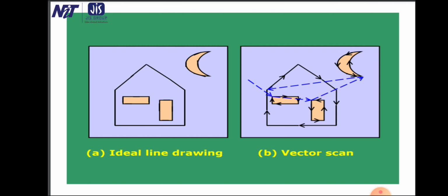I am trying to keep an arbitrary order. You can start with the house, draw the moon, come back with the triangle and so on. I have drawn the reverse way. So the order is not fixed. It can be done in random order.